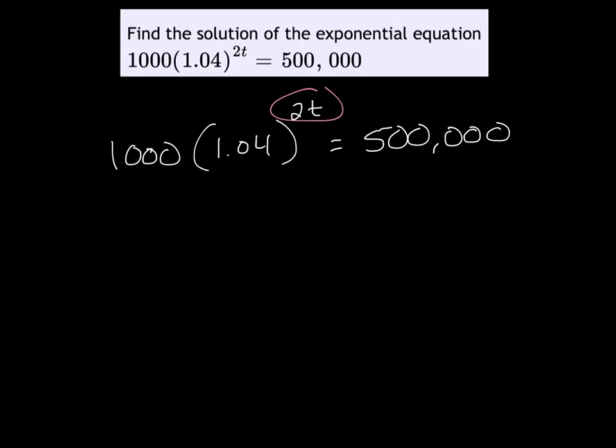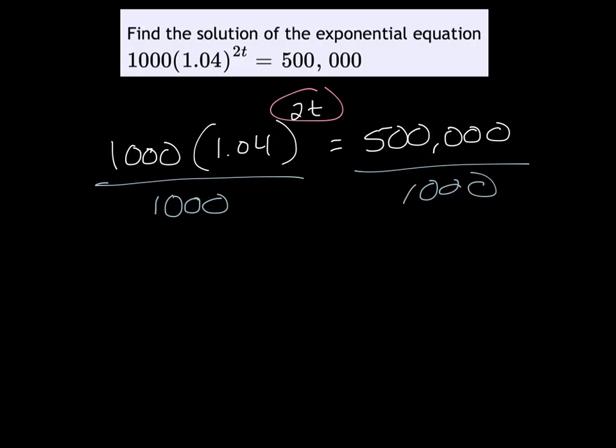Here's the first step. The first step is that you want to divide everything by 1,000 because you're trying to isolate the exponential expression here. So we're dividing by 1,000. And that just gets rid of the 1,000 on the left hand side. And a quick way, by the way, when you're dividing a number with a bunch of zeros by 1,000, this 1,000 will cancel with 3 of those zeros, leaving us with just 500 there on the right hand side.